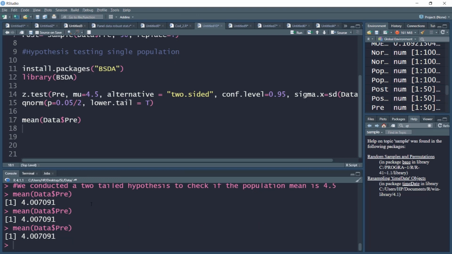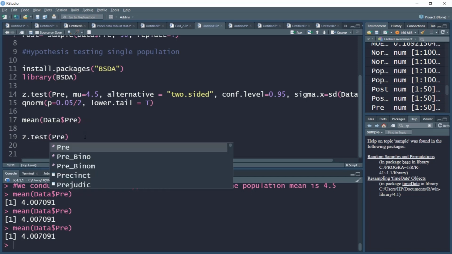However, still we would need to test in a more formal manner using single-tailed hypothesis testing, whether the mean is more or less than 4.5. So using our sample, we'll test that as well. And for that, we can design our hypothesis testing procedure like this.